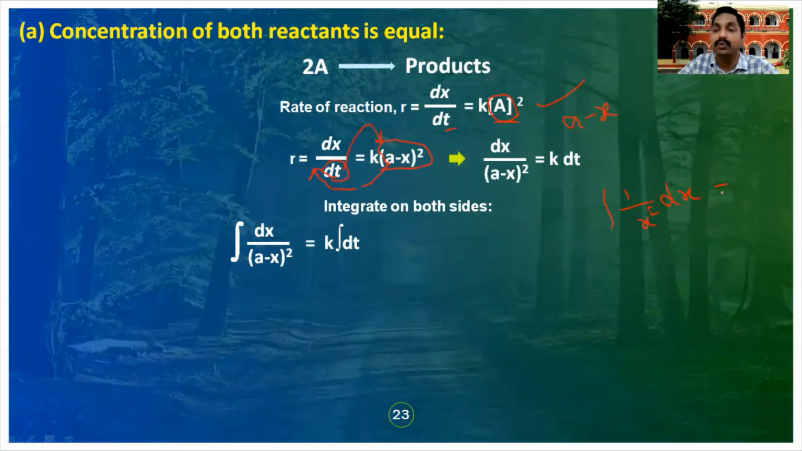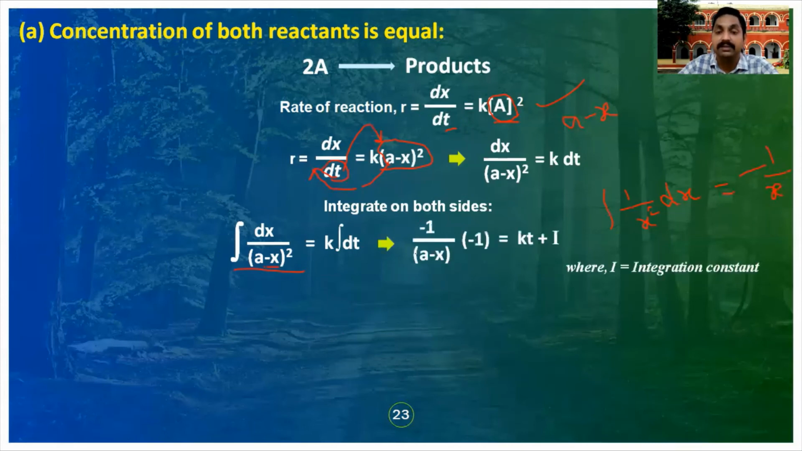This is equal to minus 1 by x. तो यहाँ पर x की जगह a minus x है, तो वो माइनस से हमें मल्टीप्लाई करना पड़ेगा. So what we will get? Thus minus 1 by a minus x into minus 1. This minus 1 is because in denominator we have got a minus x. तो ये minus x को भी हमें अलग से ट्रीट करना पड़ेगा, इसीलिए हमें minus 1 यहाँ पर आया है. Thus we have got 1 by a minus x is equal to kt plus I.